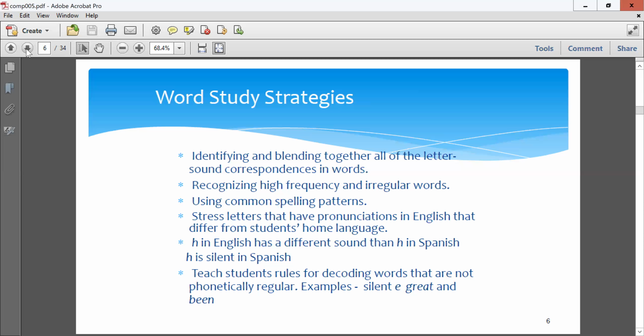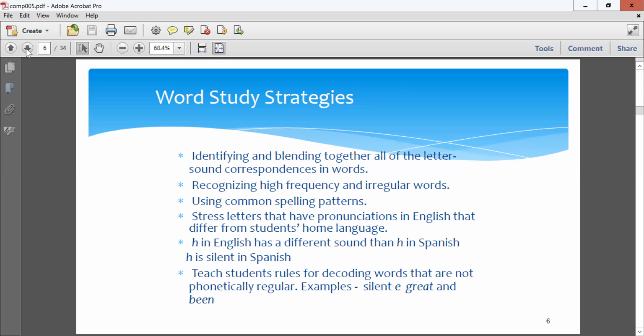Something else that's important would be word study strategies. Helping students have strategies so that they can learn words. We're not always going to be there to explain things to them, so they have to learn these strategies, as we all have, to be able to understand words that are unfamiliar. So some of these include identifying and blending together all letter sound correspondences in words, also recognizing high frequency and irregular words, using common spelling patterns, stressing letters that have pronunciations in English that actually differ from the student's home language.